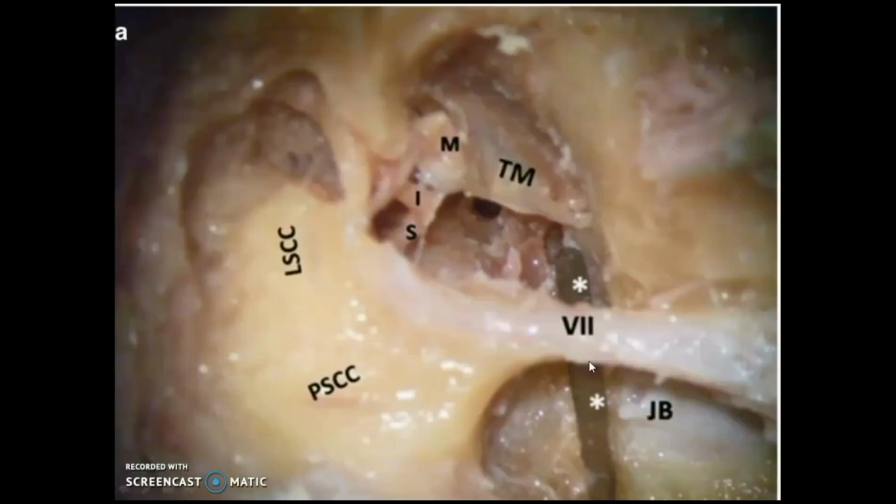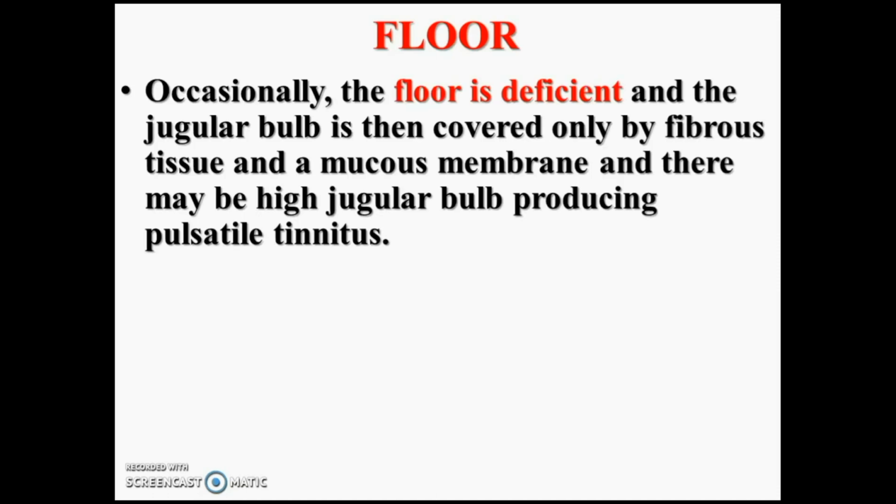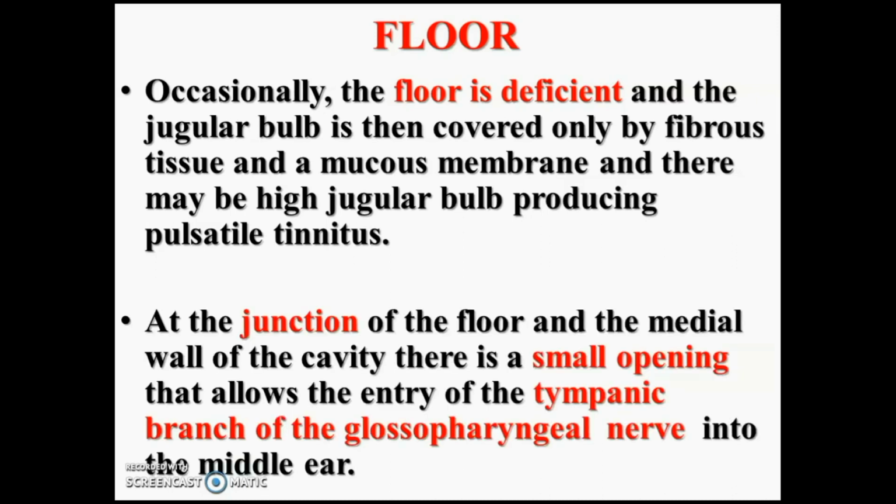You can see there the star is denoting the instrument passing between the jugular bulb and facial nerve, reaching the lateral wall, that is tympanic membrane. So, jugular bulb is there, internal jugular vein forming the floor of the tympanic cavity. Occasionally the floor may be deficient and a jugular bulb may be seen within the tympanic cavity covered by mucous membrane, and high jugular bulb sometimes produces pulsatile tinnitus, that is a ringing sensation in the ear.